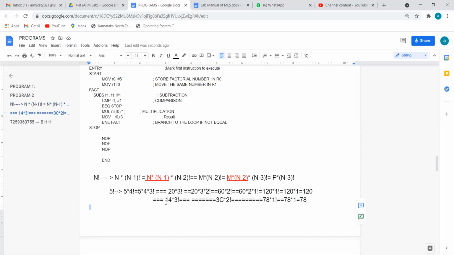So in the memory, what we are going to see is first 5. Here, let me show you. First number will be 5. Next numbers will be 14, 3C, 78. Again last 78. So this is how we can see. We are going to get this in the execution of the program.